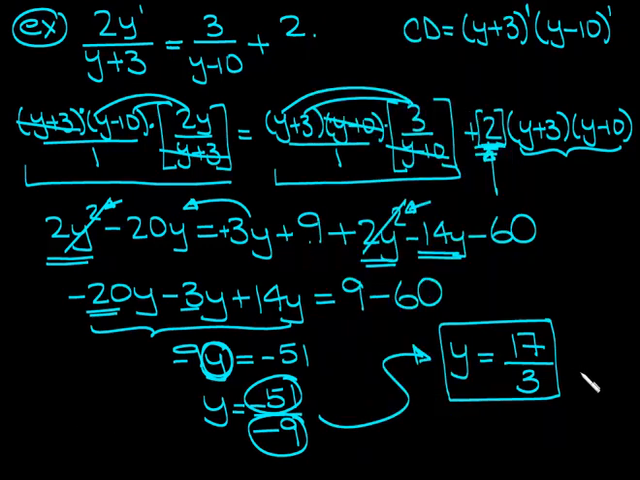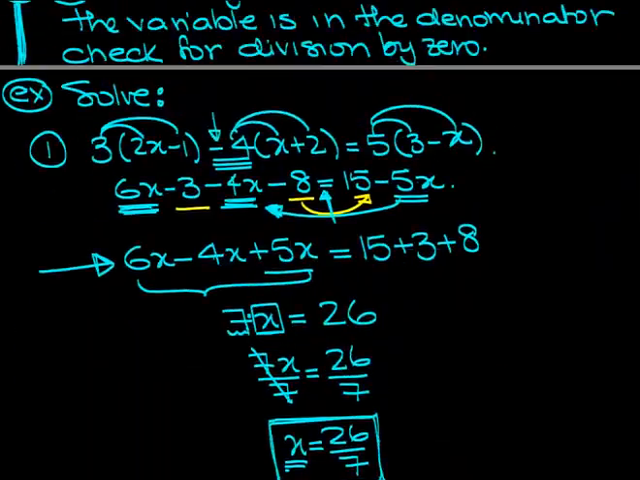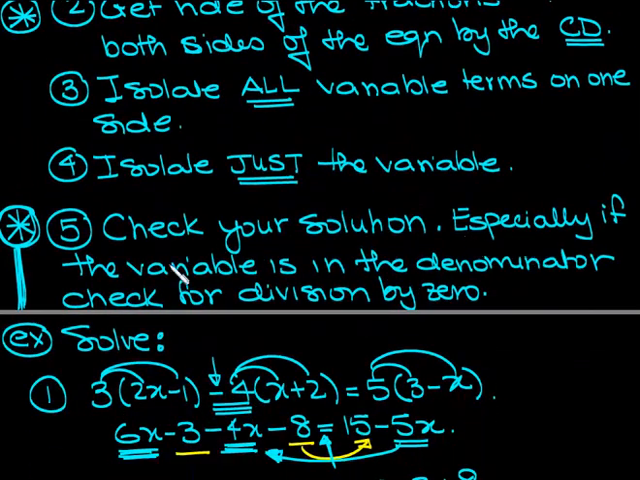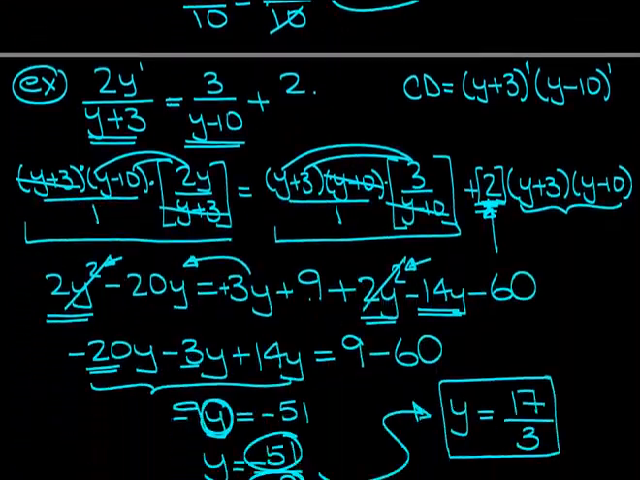Now, in this case, even if you decided not to check your answers on the test because you were in a hurry or you didn't have time, you should at least make sure that you check for division by 0, because the variable is in the denominator, and I did point that out to you. Okay, if you remember, especially if the variable is in the denominator, check for division by 0. So let's do that.